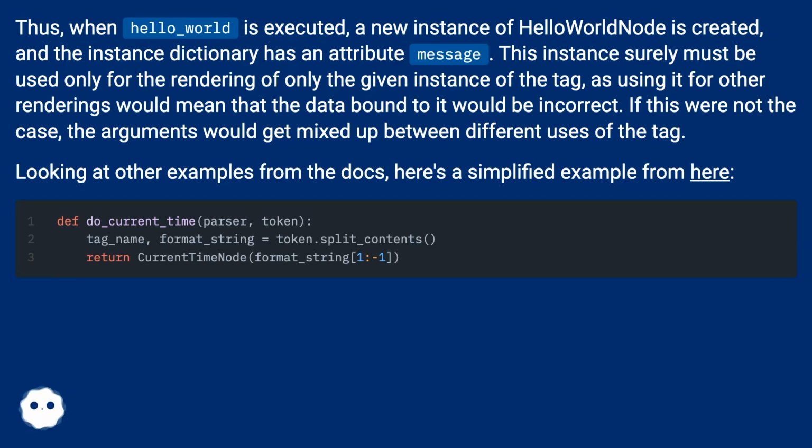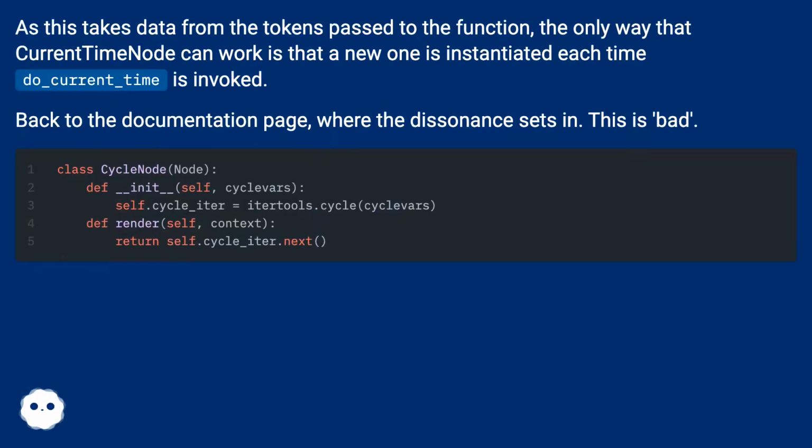Looking at other examples from the docs, here's a simplified example from here. As this takes data from the tokens passed to the function, the only way that concurrency node can work is that a new one is instantiated each time do_current_time is invoked. Back to the documentation page, where the dissonance sets in. This is bad.